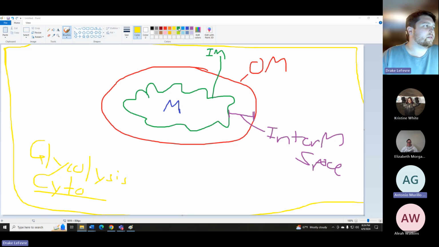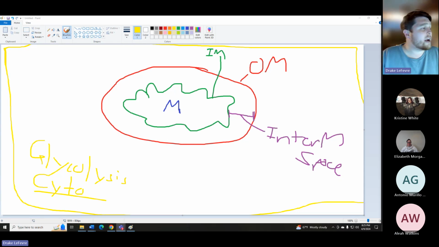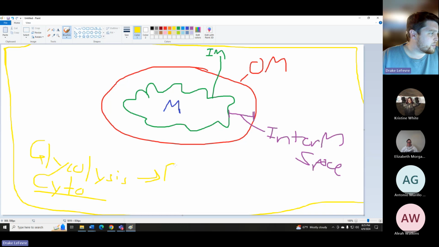What's the next process? What's the next step after glycolysis? What's our next process that we're going to go through? Citric acid cycle. Our citric acid cycle, aka our Krebs cycle. And where does the Krebs cycle take place? Mitochondria. What part of the mitochondria? In the matrix. So our glycolysis, we get the pyruvate, and our pyruvate is going to pass through the membranes and go into our matrix. So then we have the Krebs cycle.